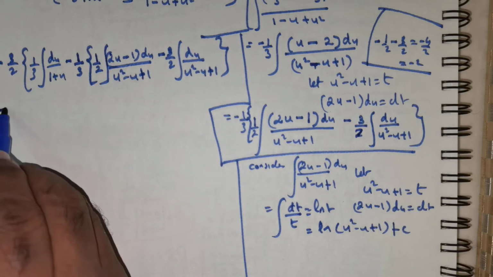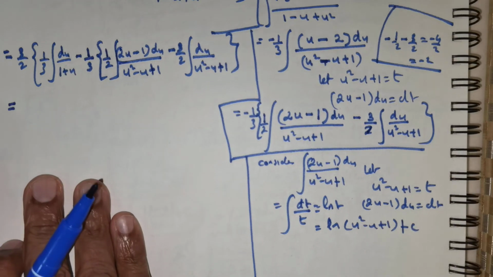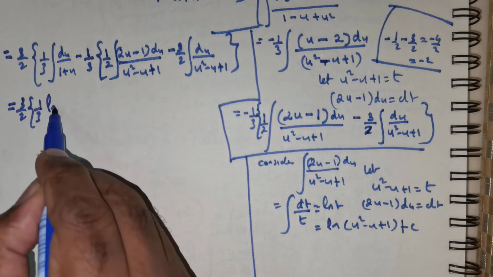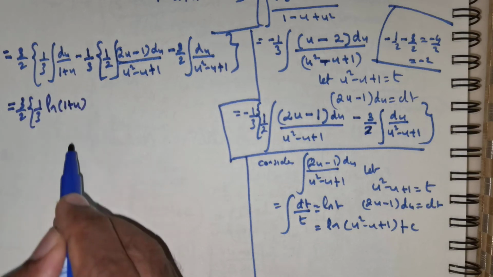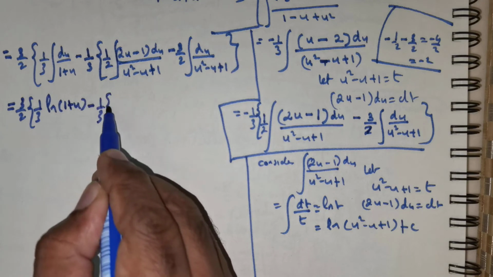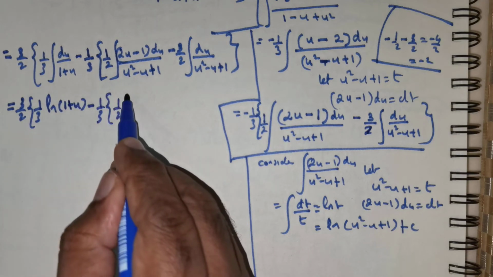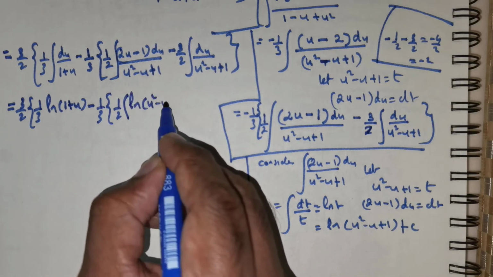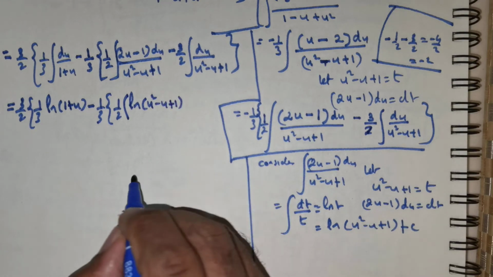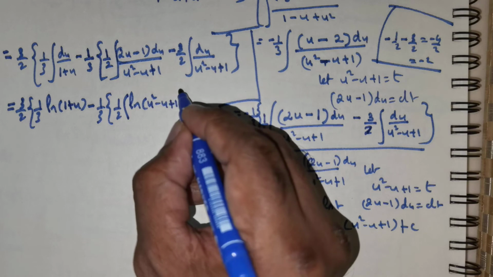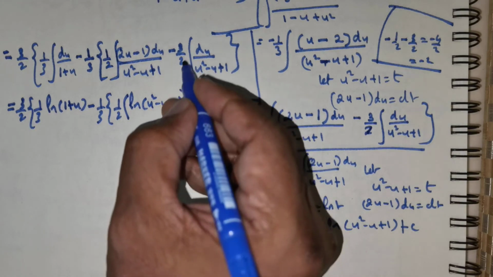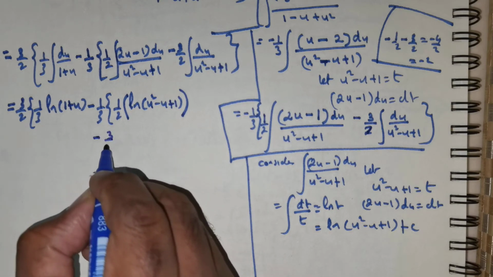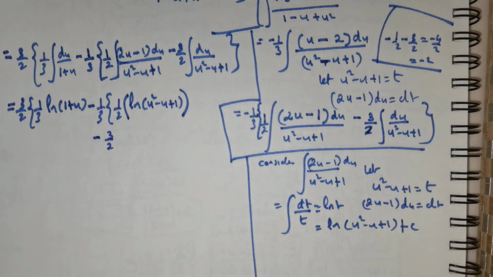So let me just place it. This is equal to 3 over 2, 1 over 3. This is going to be ln of 1 positive u, negative 1 over 3. This is 1 over 2 times this quantity ln of u squared negative u positive 1. I'm not going to place the arbitrary constant c now. So this is the term, followed by negative 3 over 2 times, now, u squared negative u positive 1.